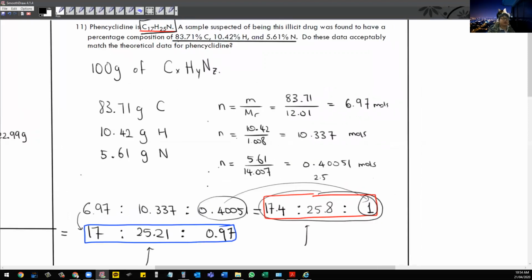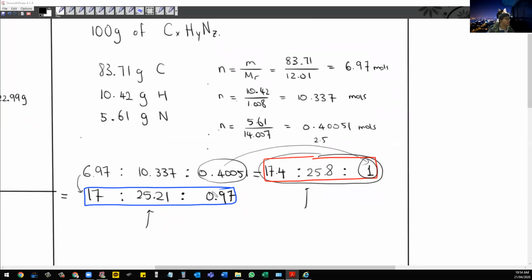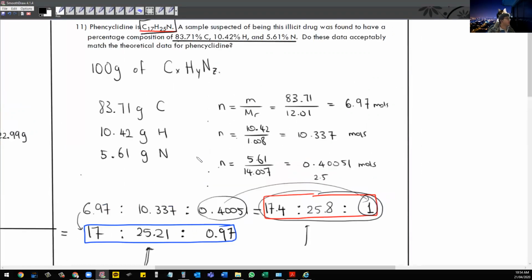So if I check the answer for 11, it says it is consistent with the experimental result. So the theoretical is consistent with the experimental result, and therefore this is indeed that illicit drug. Okay. So I think they based it off this one here. Does everything make sense here? Yeah. So it's just a tedious question.